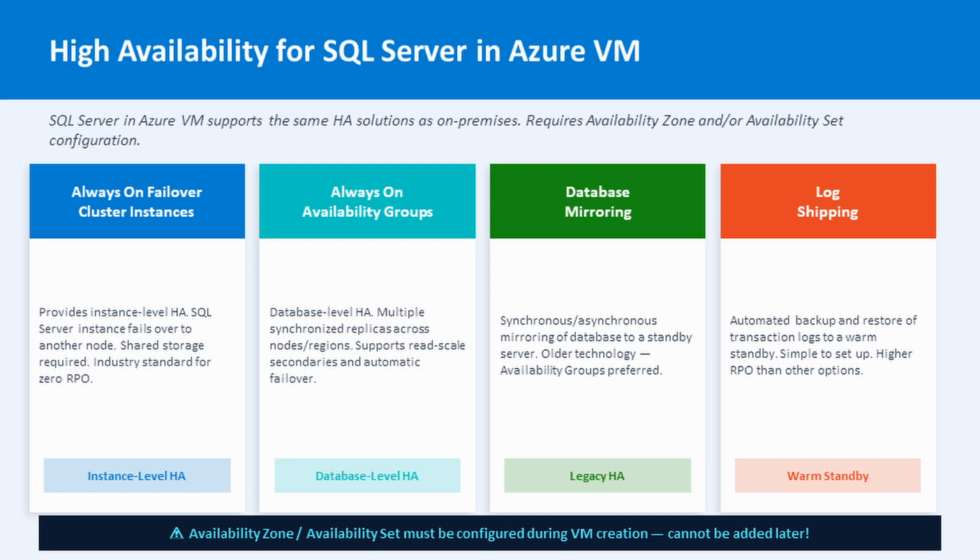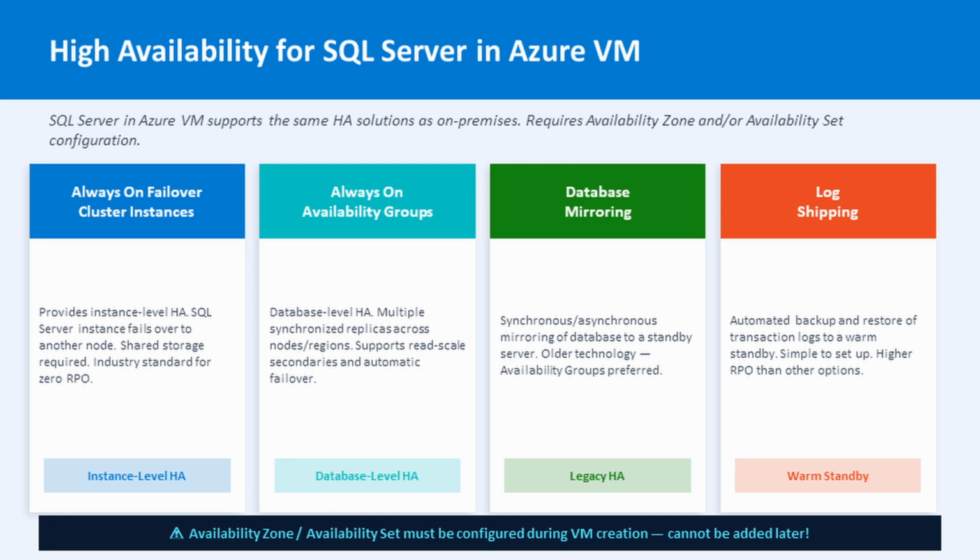While it still works, Microsoft has deprecated it in newer versions of SQL Server in favor of availability groups. The fourth option is log shipping. This involves automatically backing up the transaction log on the primary server, copying it to a standby server, and restoring it there on a schedule.